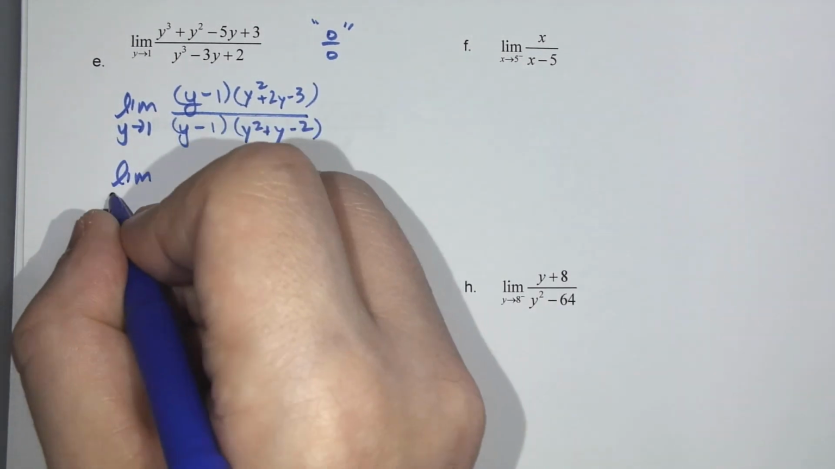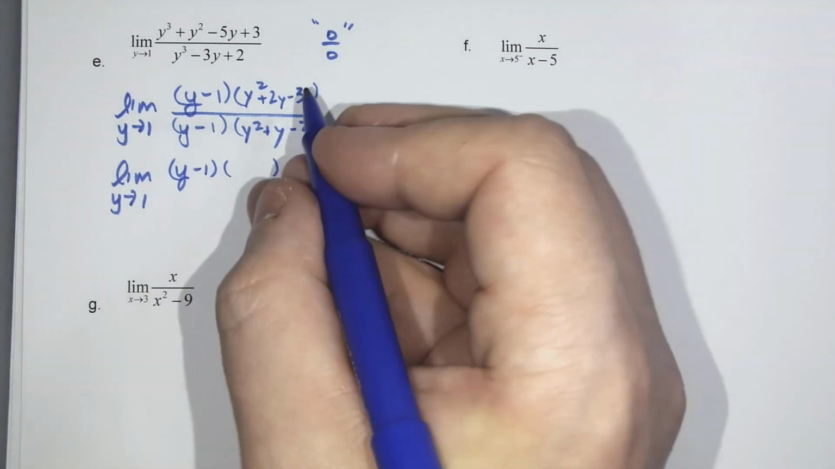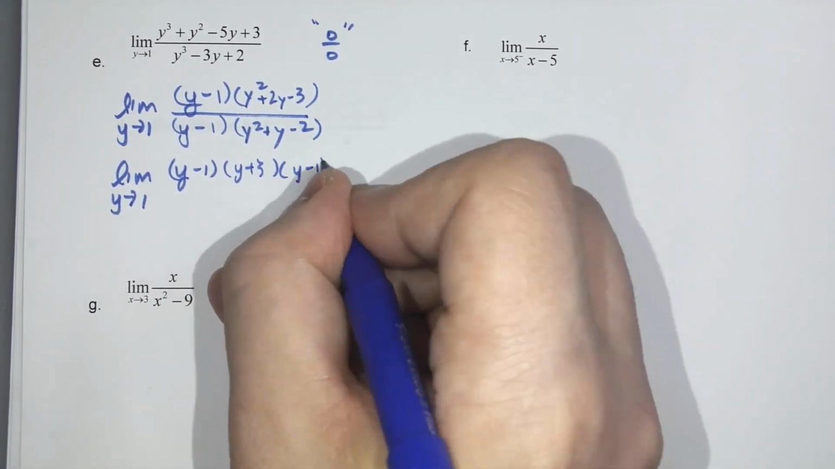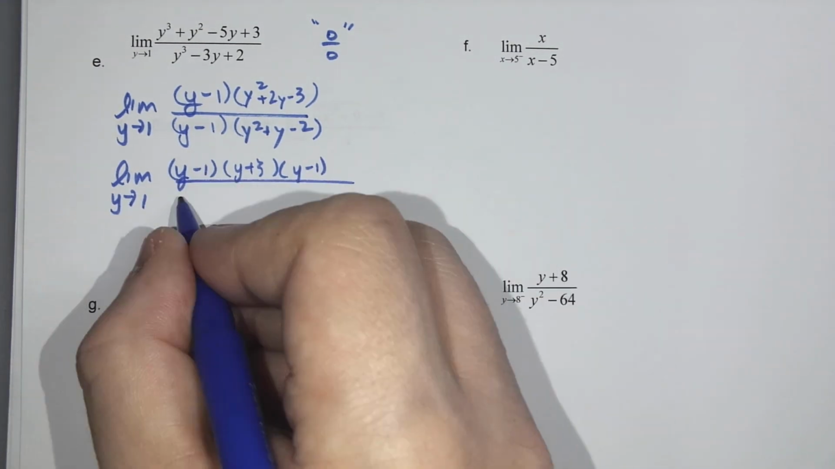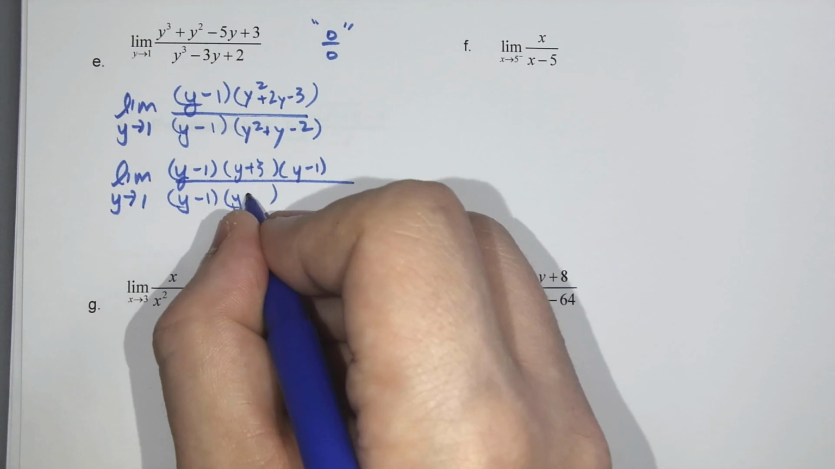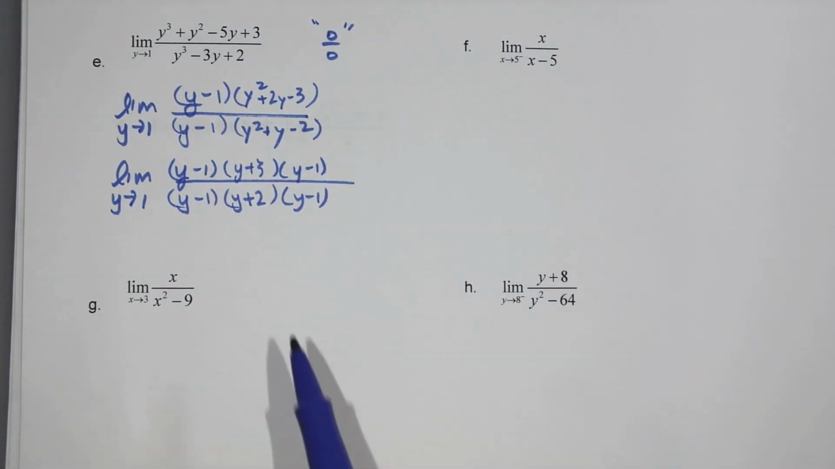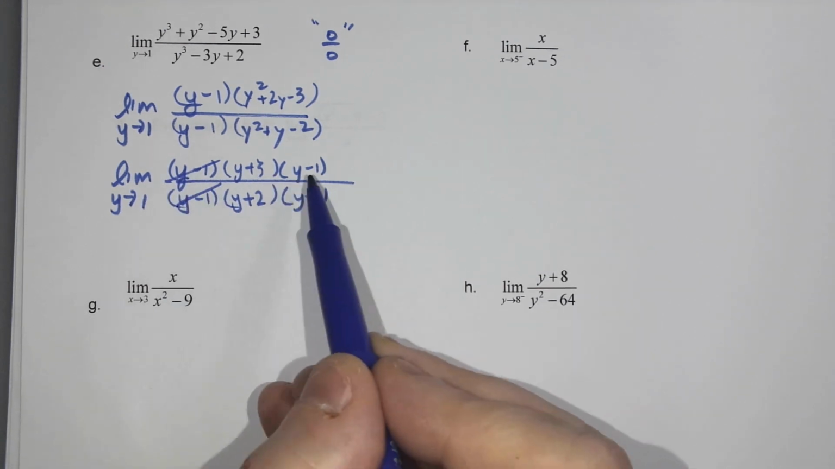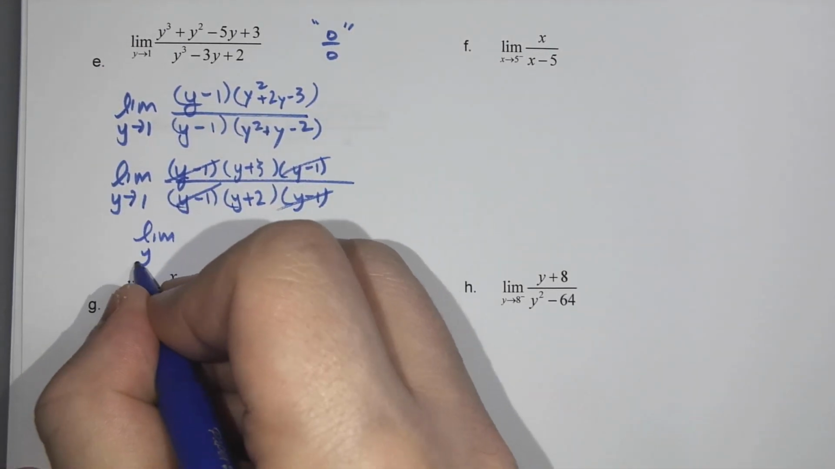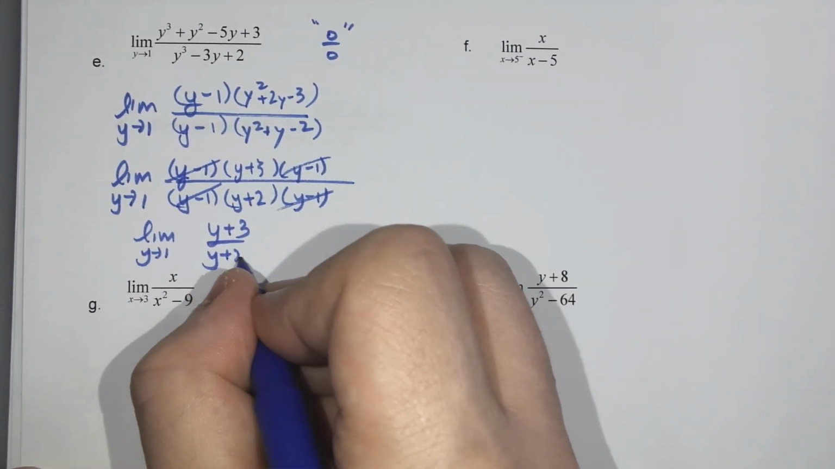Let's see, limit as y goes towards 1 of y minus 1. This one becomes y plus 3 y minus 1. And in the bottom we have y minus 1 times y plus 2 y minus 1. Notice that there is a lot of cancellation from the top to the bottom, leaving us with limit as y goes towards 1, y plus 3 over y plus 2.